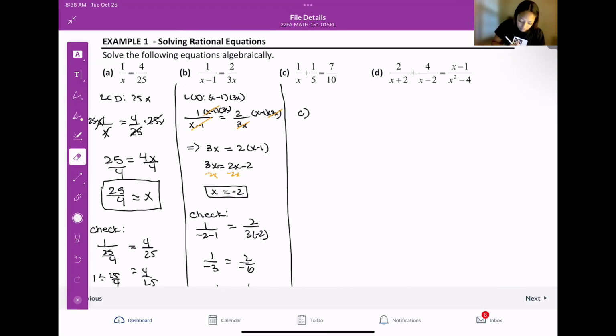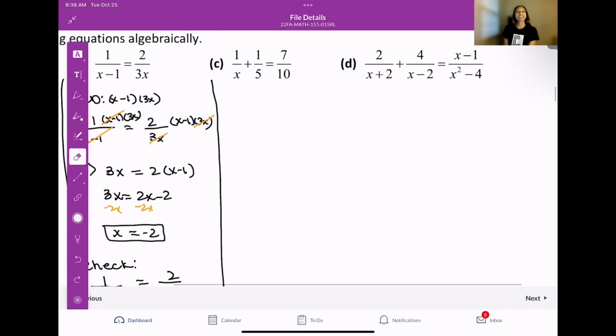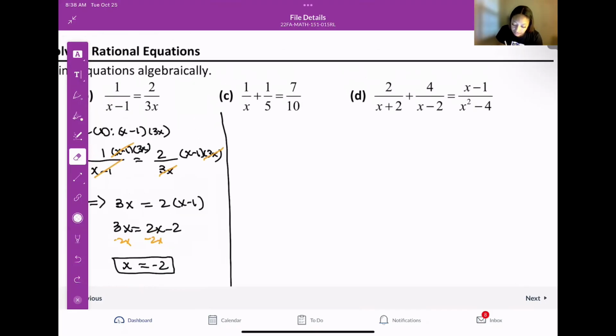For C, actually, we might have space. C isn't too bad. We have 1 over x plus 1 over 5 equals 7 over 10. So what is the LCD in this case? Our denominators are x, 5, and 10. We know we're going to need to have an x.